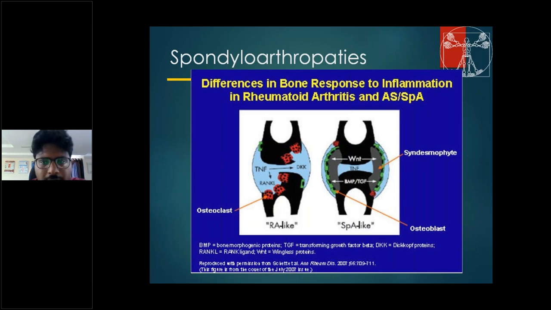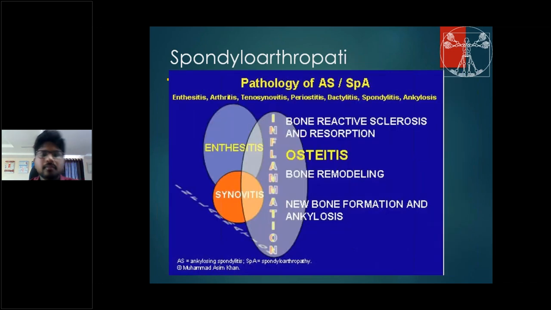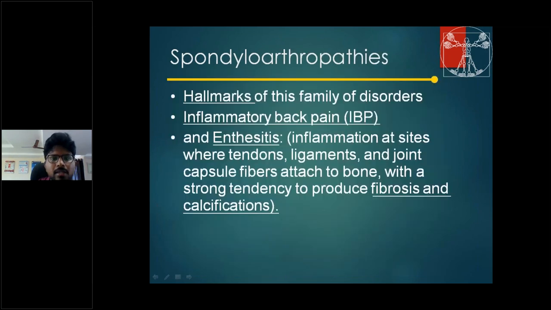Formation of spondyloarthritis. This we already know. The main features are enthesitis and osteitis and formation of new bone. So here it is given enthesitis. What is enthesitis? Tendons, ligaments, and joint capsule fibers attached to the bone. Wherever they are attaching, there is a strong tendency to produce fibrosis and calcification. That is called enthesitis, inflammation at the insertion point.